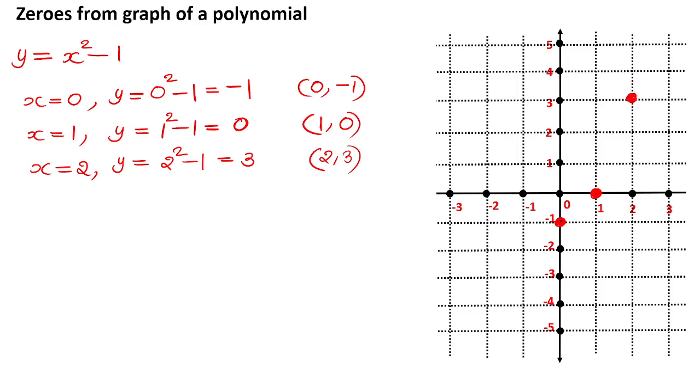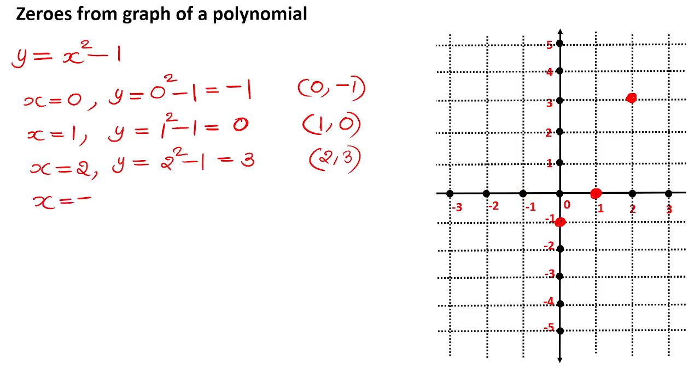Let me find out some more points. Similarly, when x equal to 3, y equal to 3 square minus 1, which is 8. 3 comma 8 is much larger, and there is no space to mark 3 comma 8, so let us skip it. In this way you can put x equal to 3, x equal to 4. Okay. Now let me substitute a negative value for x, like x equal to minus 1, x equal to minus 2. Let us see what happens.